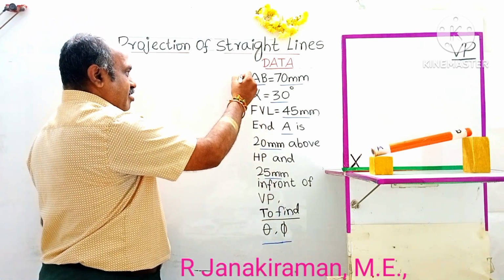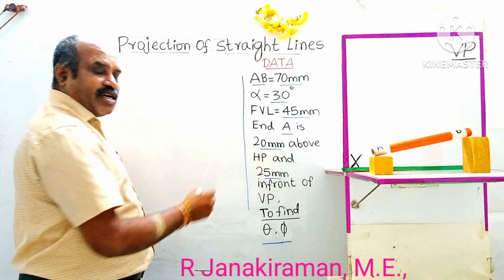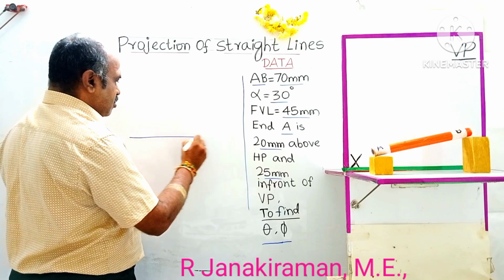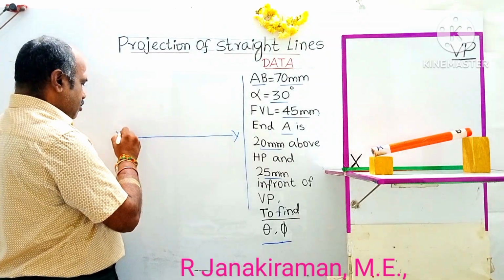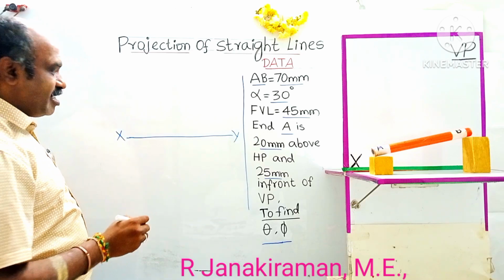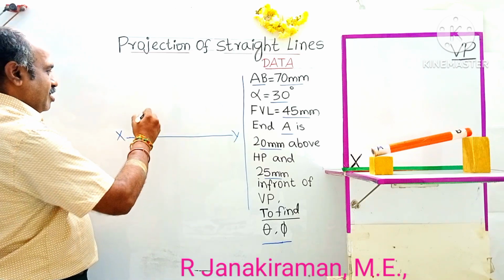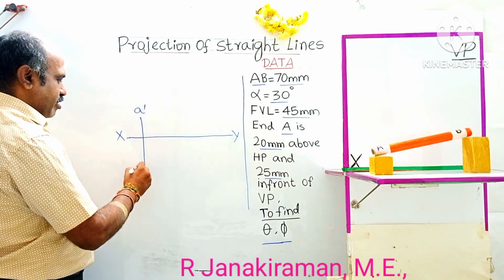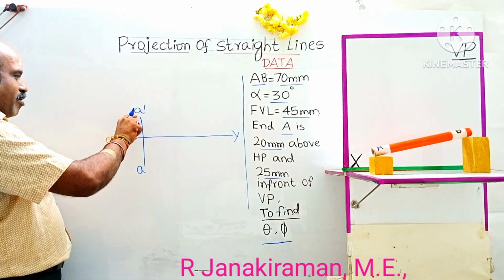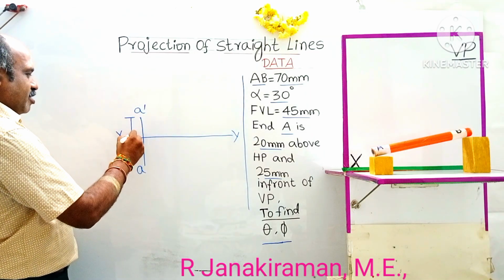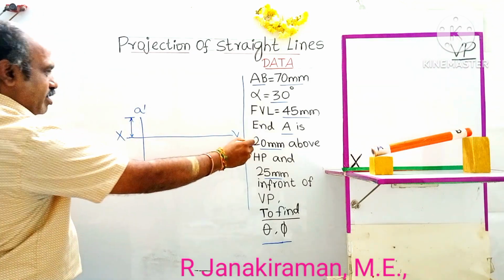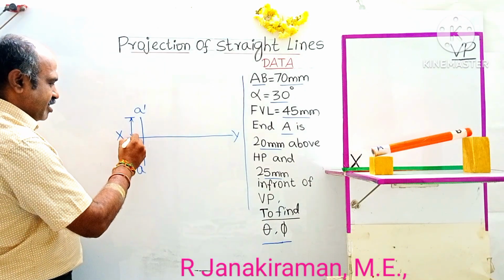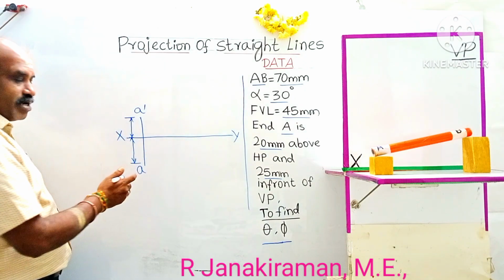So these are the data given in the question. First we will draw the reference diagram on the side of your drawing sheet. Usually we draw the reference line called X and Y. And we consider A as the end of the line AB. This is the point location called A dash. Correspondingly, we will get A in the top view like this. This is the location of point A, the distance above HP. 20 mm is the measurement we take in the reference diagram. This is the distance of the point A that will come below the XY line.